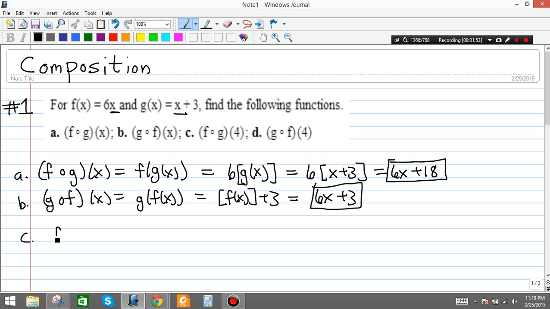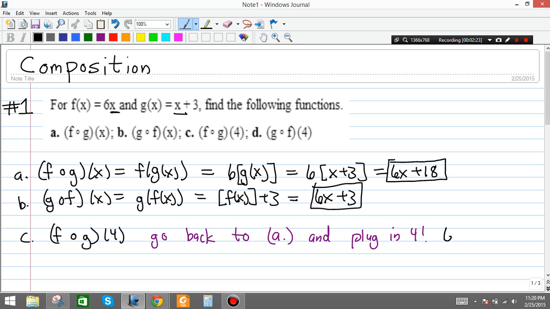C is asking for f of g of 4, but we've already done the heavy lifting here, because f of g of 4 is just referencing f of g of x. So if we go back to A and plug in 4, that is 6 times 4 plus 18. That's 24 plus 18. The answer, 42.